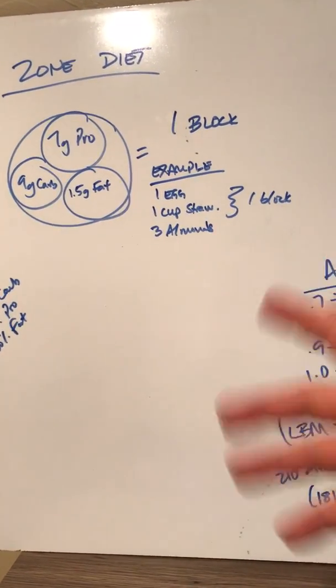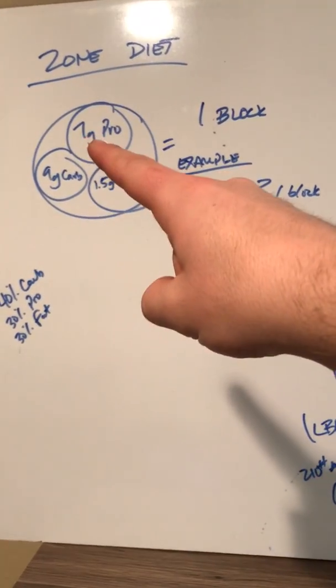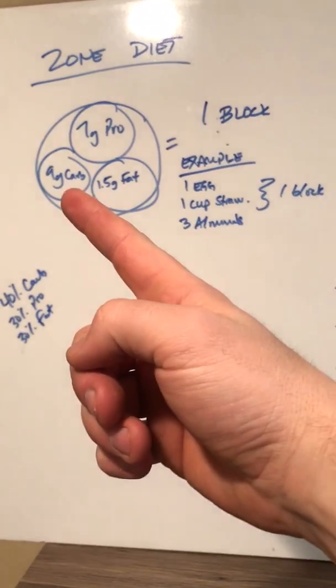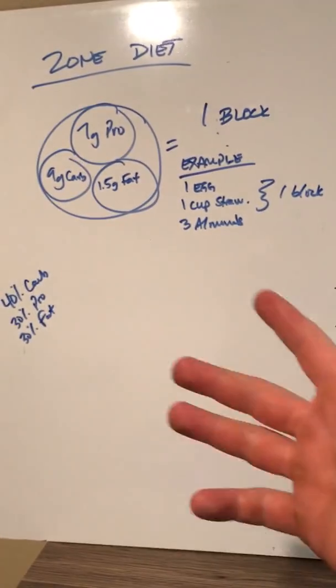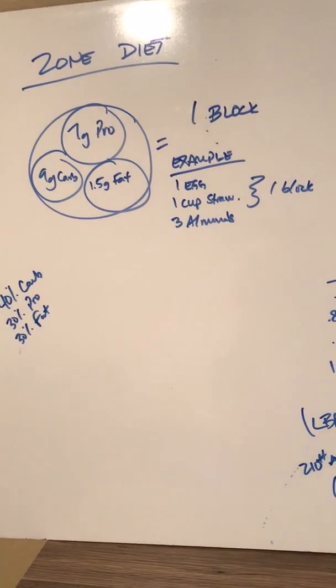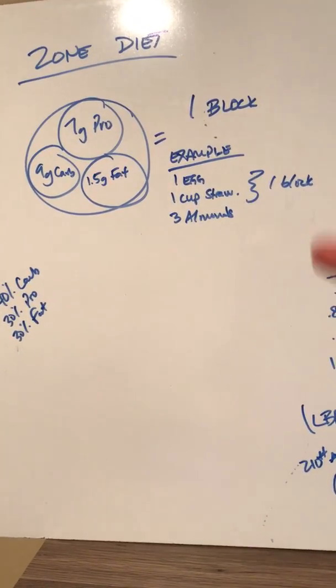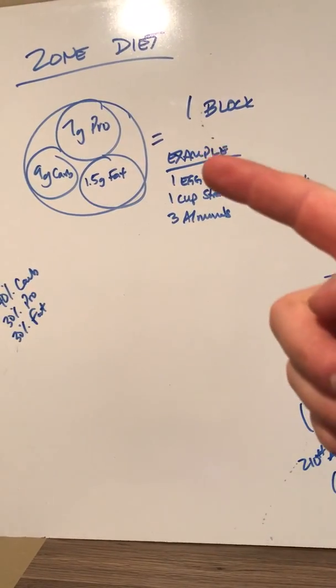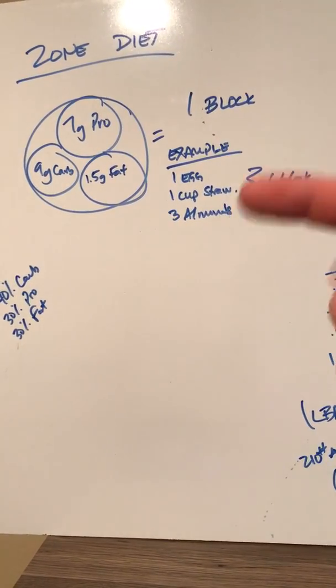If I was to do a 4 block meal, I would just times the 7 grams by 4, which would be 28 grams of protein. I need that. 4 times 9, 36 grams of carbs. 4 times 1.5, what is that? 6 grams of fat. There we go. That would be my 4 block meal prescription. Does that make sense? Or better yet, 4 eggs, 4 cups of strawberry, 12 almonds.